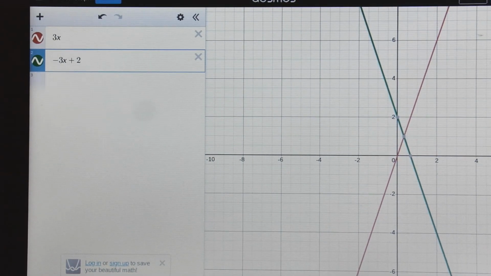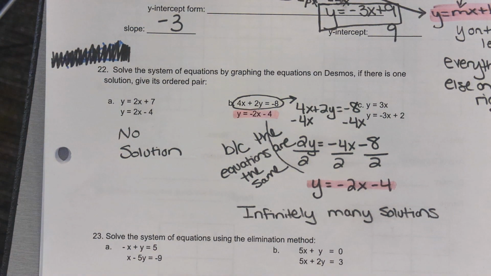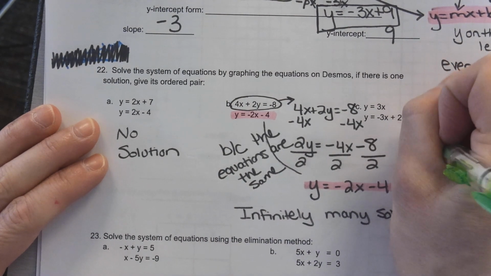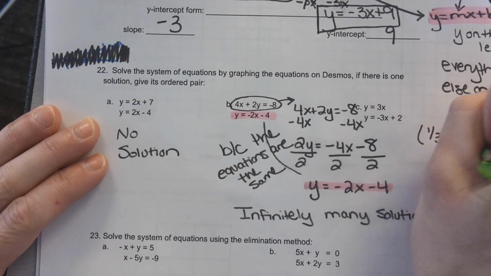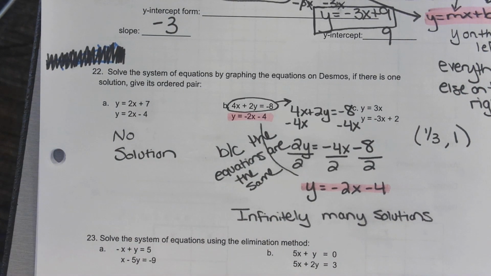Almost the same. Ooh. Do they intersect? Yeah, let's hover and see where that happens. 1/3, comma 1. So my solution for this one is 1/3, comma 1. And for this entire problem, what was I using on my Chromebook?